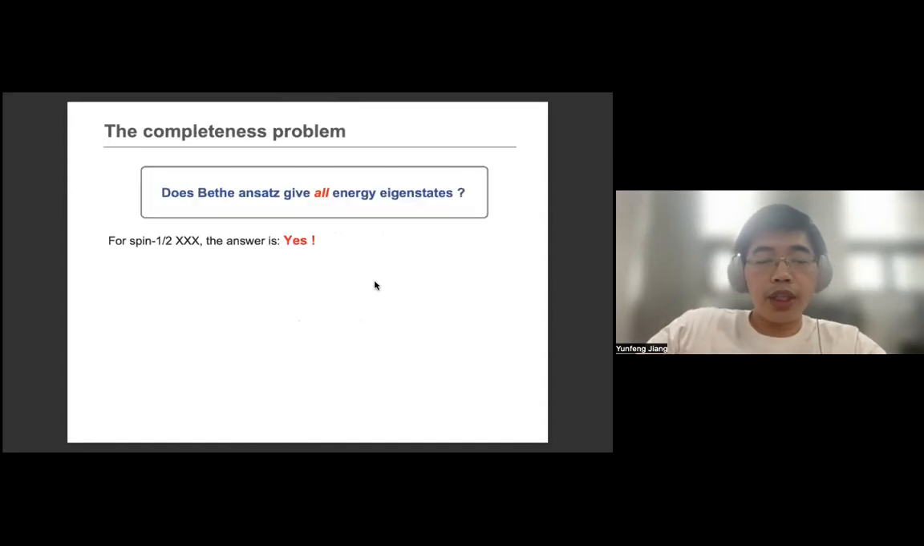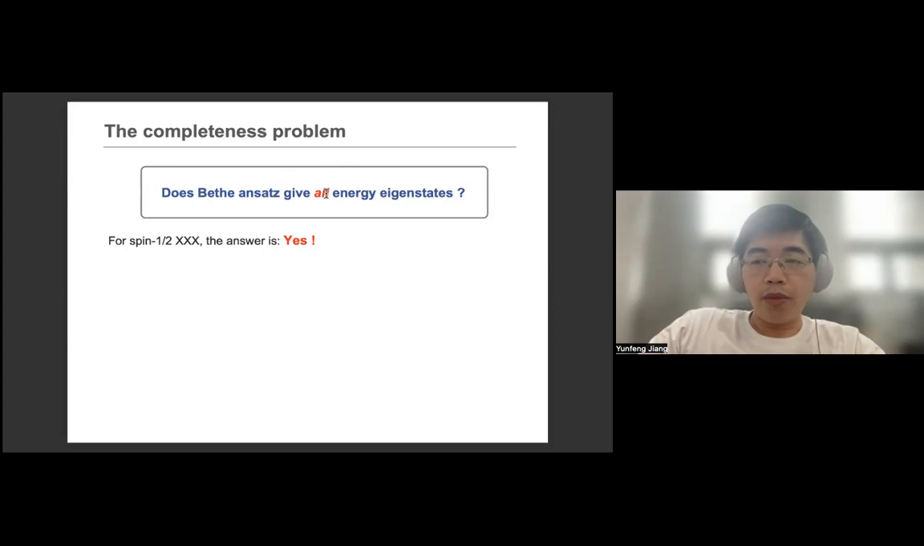Now about Bethe ansatz, there's a fundamental problem, which is the completeness problem. Roughly speaking, the completeness problem is the following: does Bethe ansatz give all energy eigenstates? We know that Bethe ansatz is a certain kind of ansatz. It gives you some eigenstates, but does it give all the eigenstates? Is there any eigenstate that doesn't take the form of Bethe ansatz? This is the completeness problem.